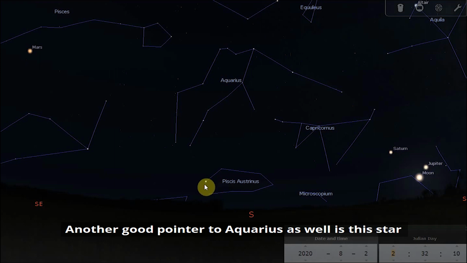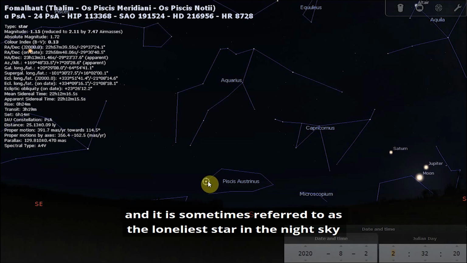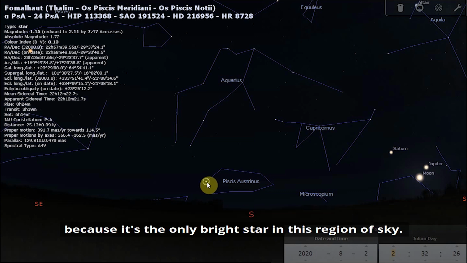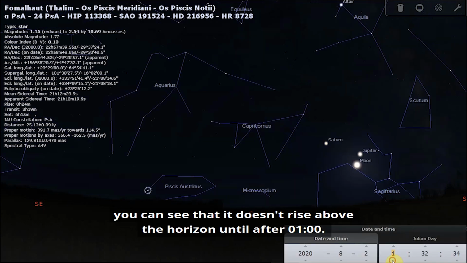Another good pointer towards Aquarius as well is this star, Fomalhaut, which is in the constellation of the Southern Fish, and it is sometimes referred to as the loneliest star in the night sky because it's the only bright star in this region of sky. And it will need to be quite late for you to pick that out because you can see that it doesn't rise above the horizon until after 1 a.m.